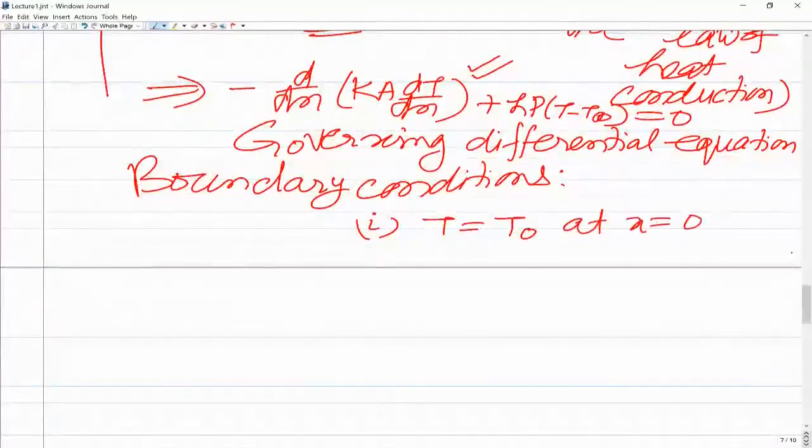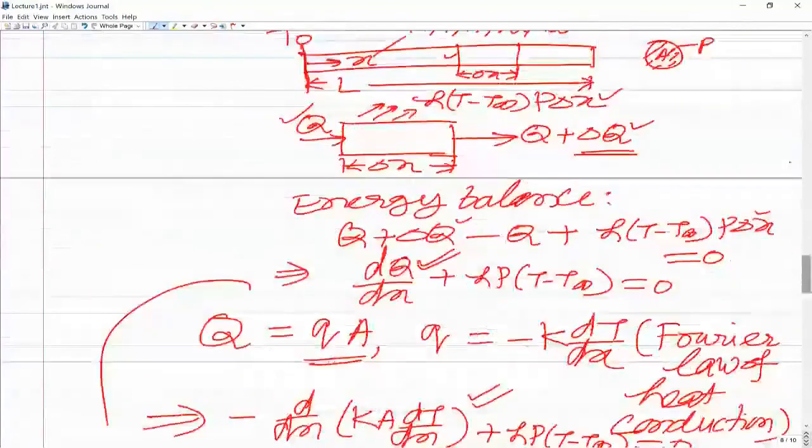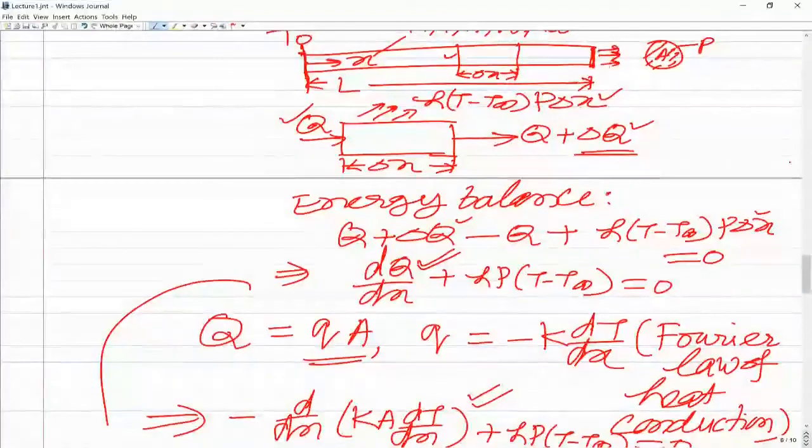That's one boundary condition. There can be other types of boundary condition. I'm writing just typical boundary conditions to show what we mean by this. And what would be the boundary condition on the right side? Let us say there are different possibilities. If we assume that this end is insulated, then there is no heat transfer across this cross section, then dT by dx would be 0. But let us assume now that there is a convection from this side also.